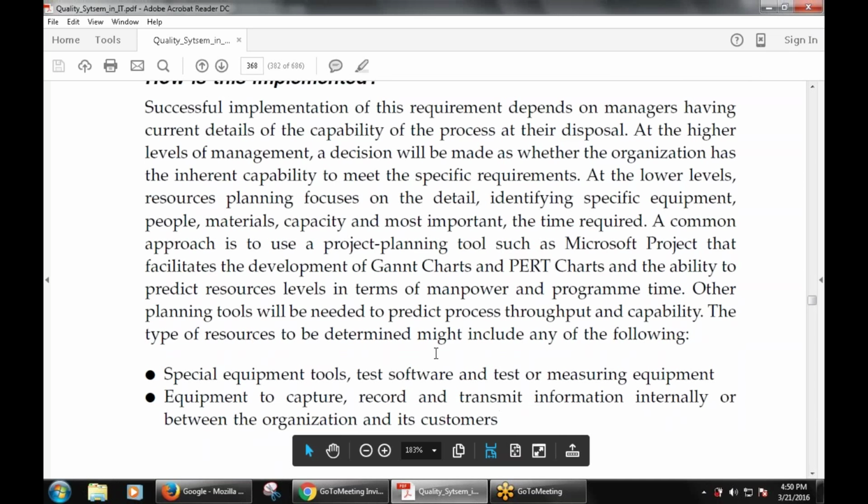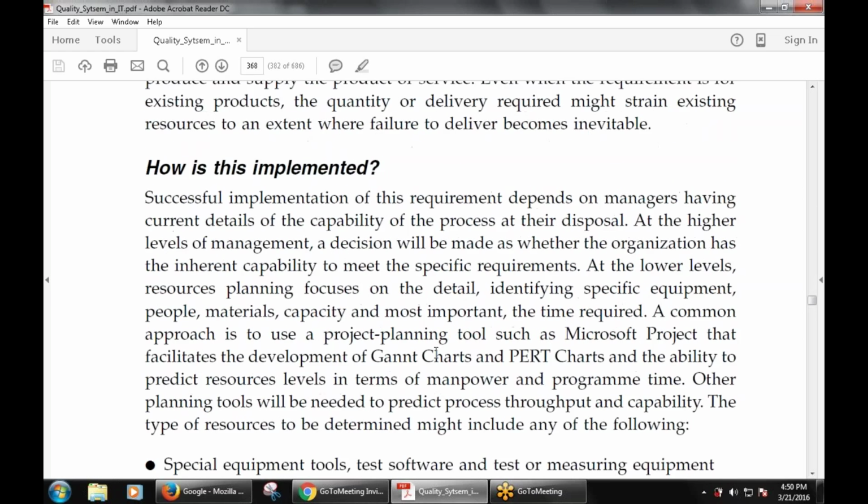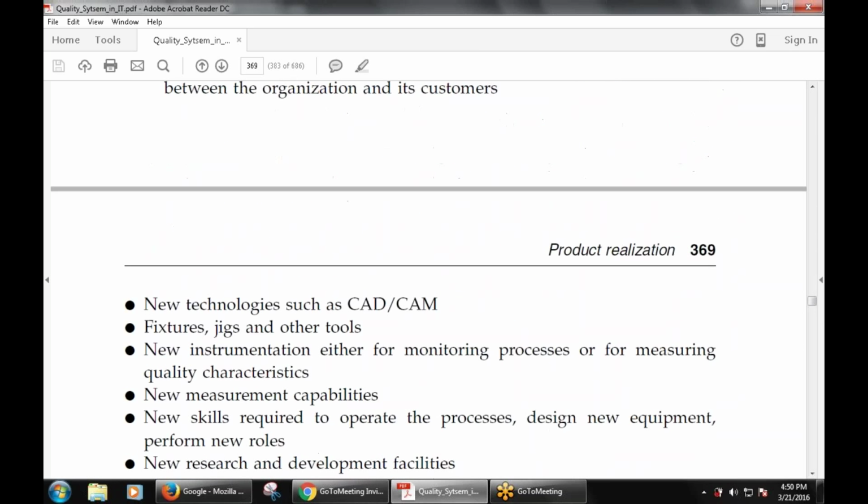There are specific equipment, tools, and tests available. So there are specific equipment tools, test software, and machining equipment used for the database, for the database management system. There is also equipment to capture, record, and transmit the information internally or between the organization and its customer. So the data is used to build the data in database form. This is how it is implemented.